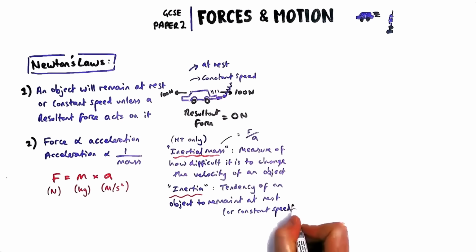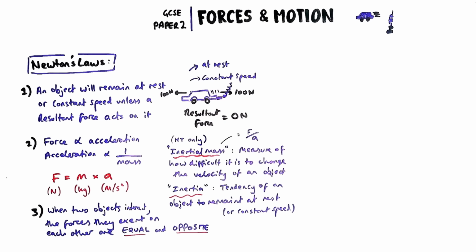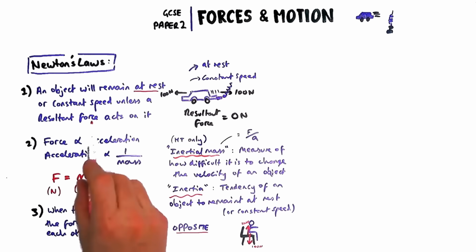Newton's third law is one of the most famous ones out of the three. It says that when two objects interact, the forces they exert on each other are equal and opposite. An example of that is you sitting in your chair right now. You've got weight acting downwards, and the exact opposite direction, a normal force acting upwards, 100 newtons down, 100 newtons up. That means the resultant force is 0, and it's an example of Newton's third law, because the force that's acting upwards on you is equal but in the opposite direction of your weight.